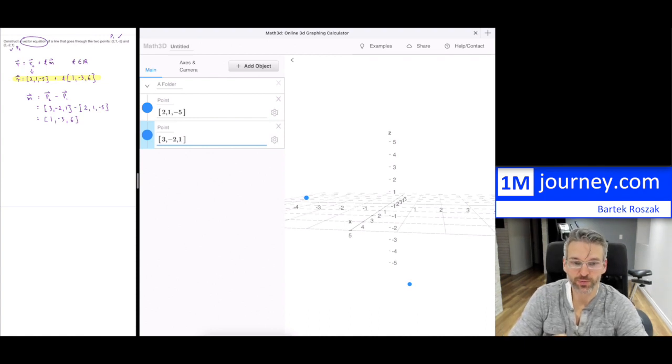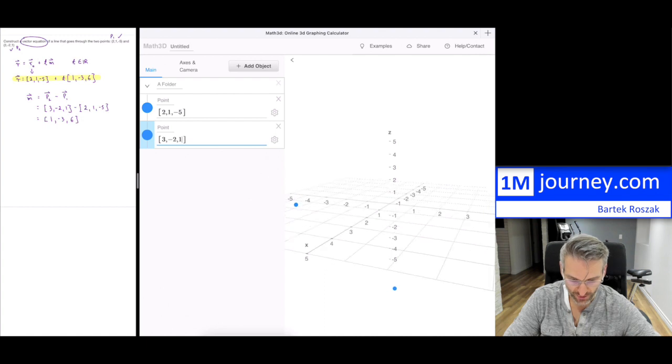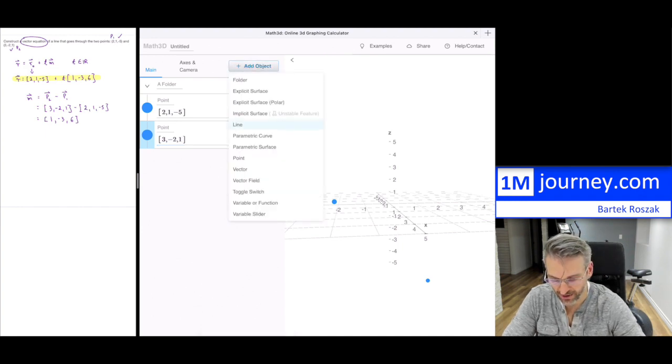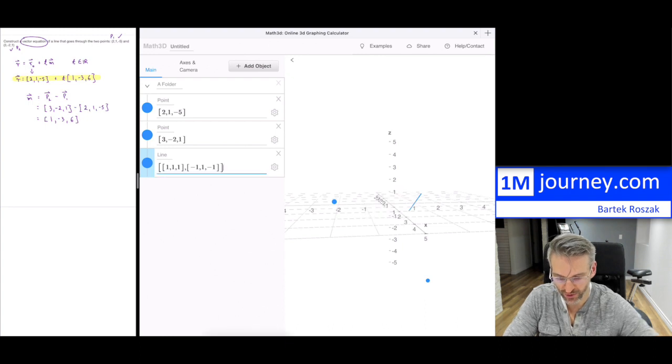Here are the 2 points. I just decided to plot the 2 points first. So notice 3 dimensions, they're kind of floating around in there. That's what we would have right there. Now I'm going to add a line, right? So this is going to be the line that actually goes through those 2 points.